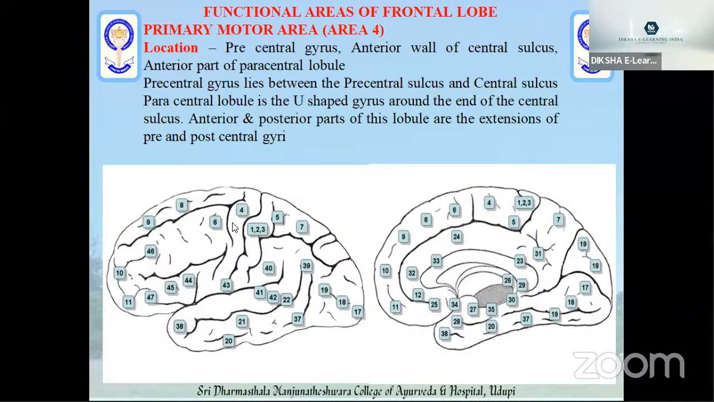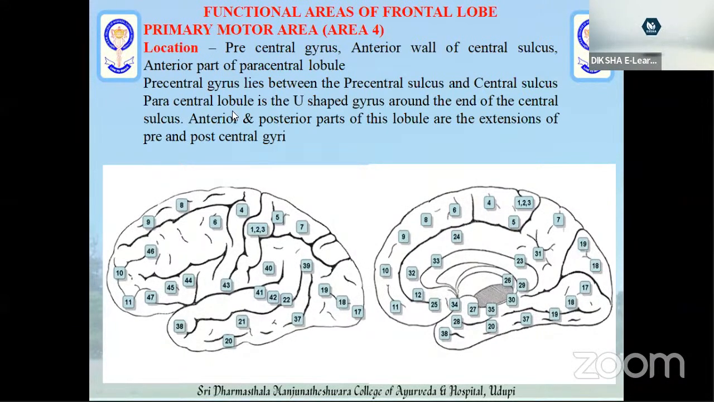Now, what is the precentral gyrus? The precentral gyrus lies between the precentral sulcus and the central sulcus. See, this is the precentral sulcus, you see the cursor of the mouse, and this is the central sulcus. The gyrus located in between the precentral sulcus and the central sulcus is called the precentral gyrus.